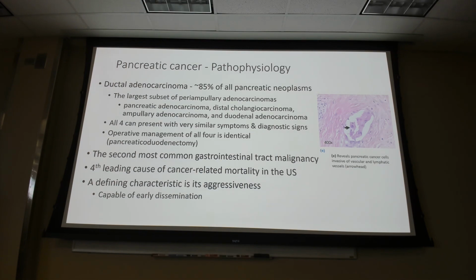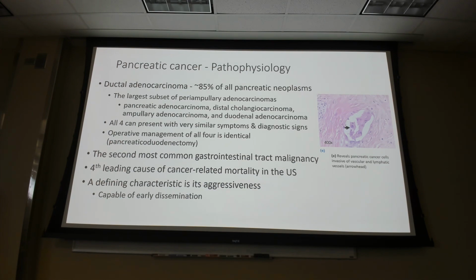Pancreatic cancer. So typically when we say pancreatic cancer, what we're talking about is ductal adenocarcinoma. It's the most common. It is the second most common GI tract malignancy and the 4th leading cause of cancer-related mortality. The problem with this is typically the patients are asymptomatic and it's not caught till it's a later stage.